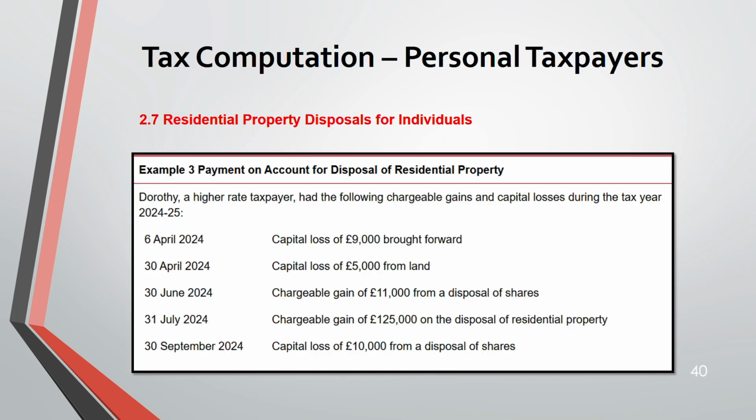Now, example 3 will help you understand the payment on account for residential property. Here Jyoti is a higher rate taxpayer. He has the following chargeable gains and losses. This all falls in the chronological order of 2024-25 only. There has been a brought forward capital loss. There has been a capital loss of 5,000 from land. Then two chargeable gains: one from disposal of shares, the other from disposal of residential property, and a capital loss from a disposal of shares. So now let us sort this.